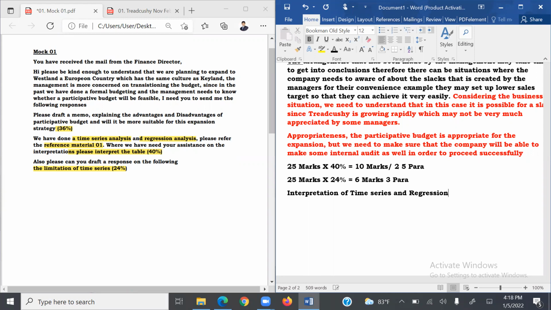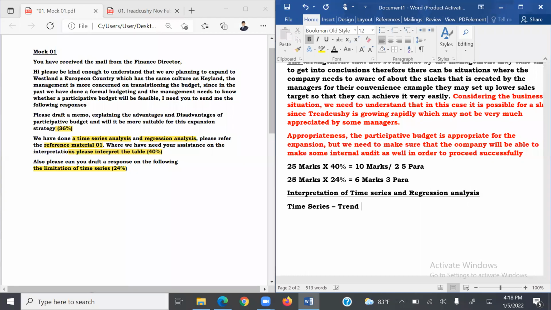Interpretation of time series and regression analysis. So students, if you do not mind, let's start working on the interpretation of time series and regression analysis. I'll give you an example. Time series is generally a trend analysis. We generally say trend analysis.